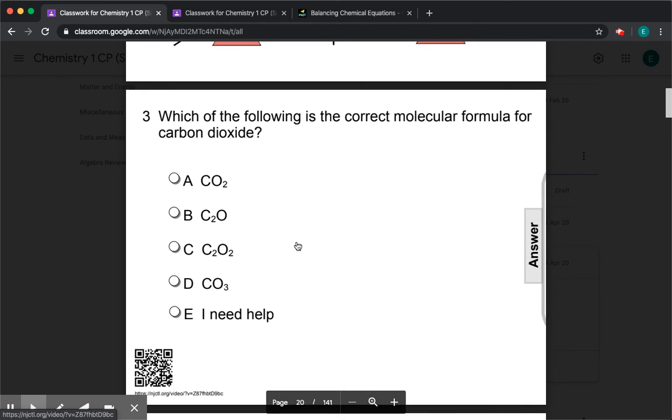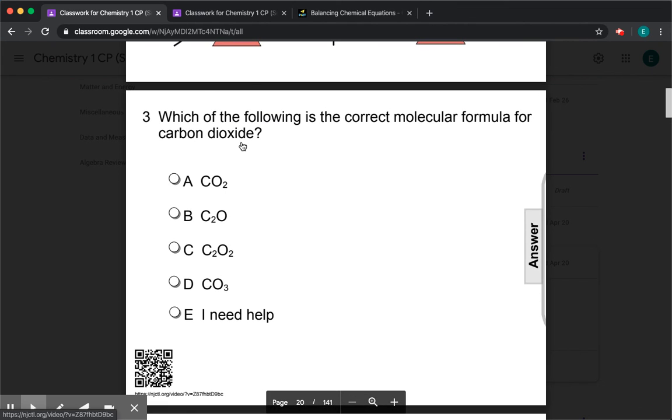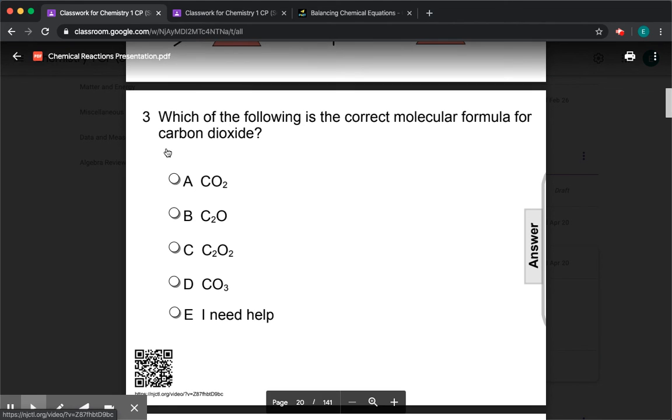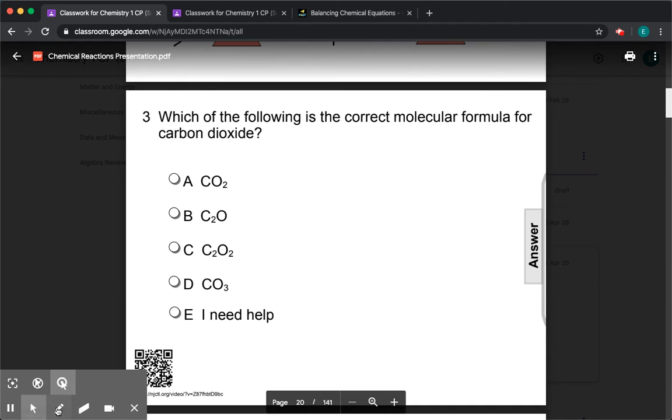So let's move on. Which of the following is the correct molecular formula for carbon dioxide? Okay, so this is a little bit of a review. Okay, carbon dioxide, di means 2, so there should be 2 oxygens. For molecular formulas, if you don't see a prefix in front of the first element, that means that you only have 1 of it. Okay, remember, you don't use the prefix mono for molecular formulas. So carbon dioxide should be CO2. This should be A. Okay, that's just a little bit of review.